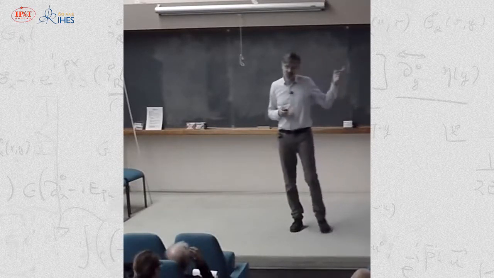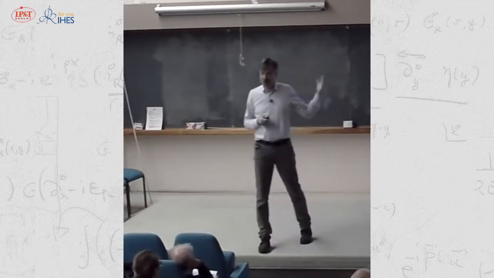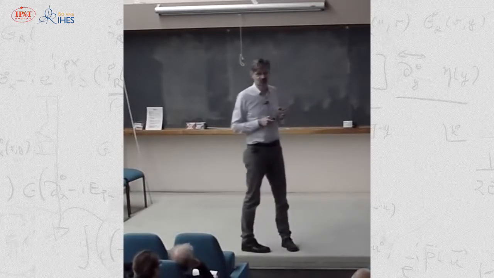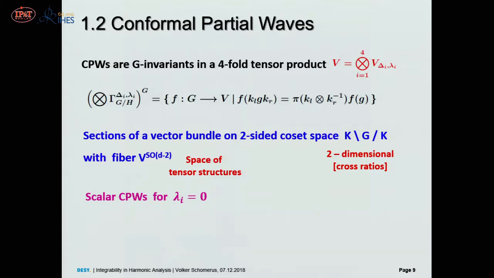We have to not take the twofold tensor product, but we have to construct the fourfold tensor product of the principal series representation. So let's do that. So we want to construct, yeah.